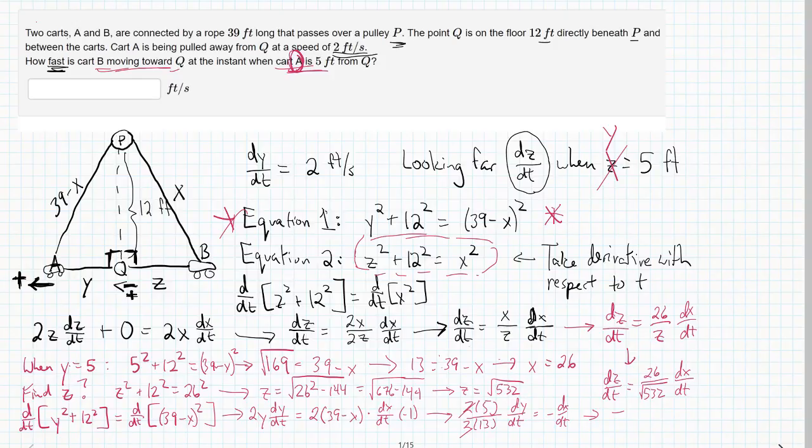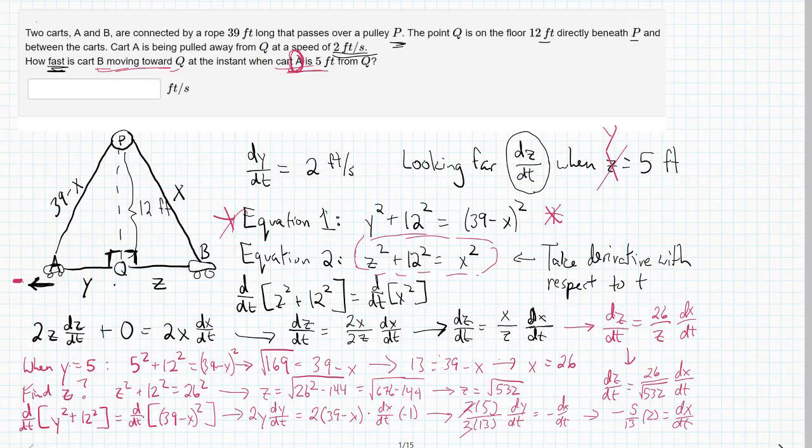And actually, let me do it this way. Rather than, I originally called it positive, let's call that negative, just for kicks, because it's moving away from Q, that'll make our life a little easier here. So that'll be negative. Because I kind of screwed up what I was starting with, toward Q would be the positive direction. So now, taking a look at that, just that little change there, we get negative, and then we have 5 over 13 times 2 equals dx dt.